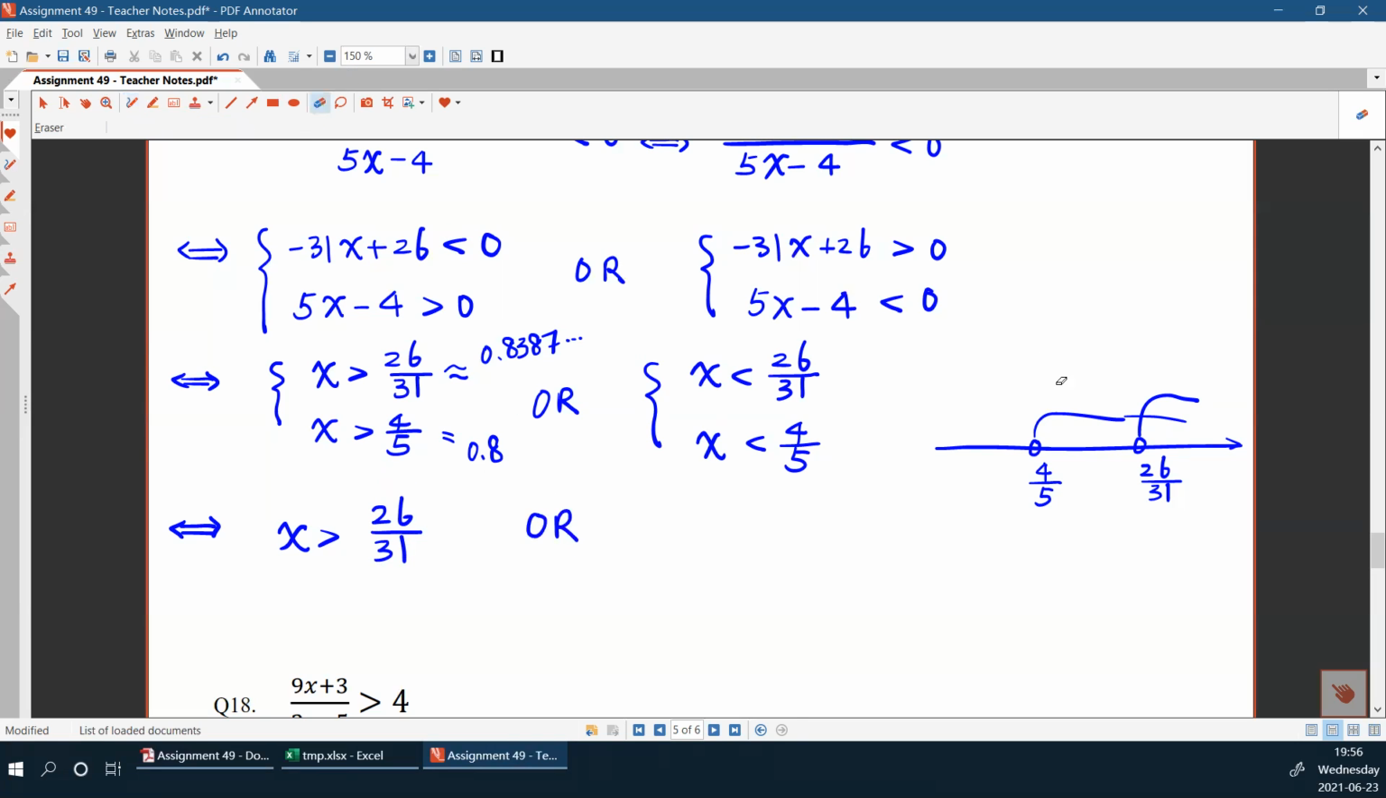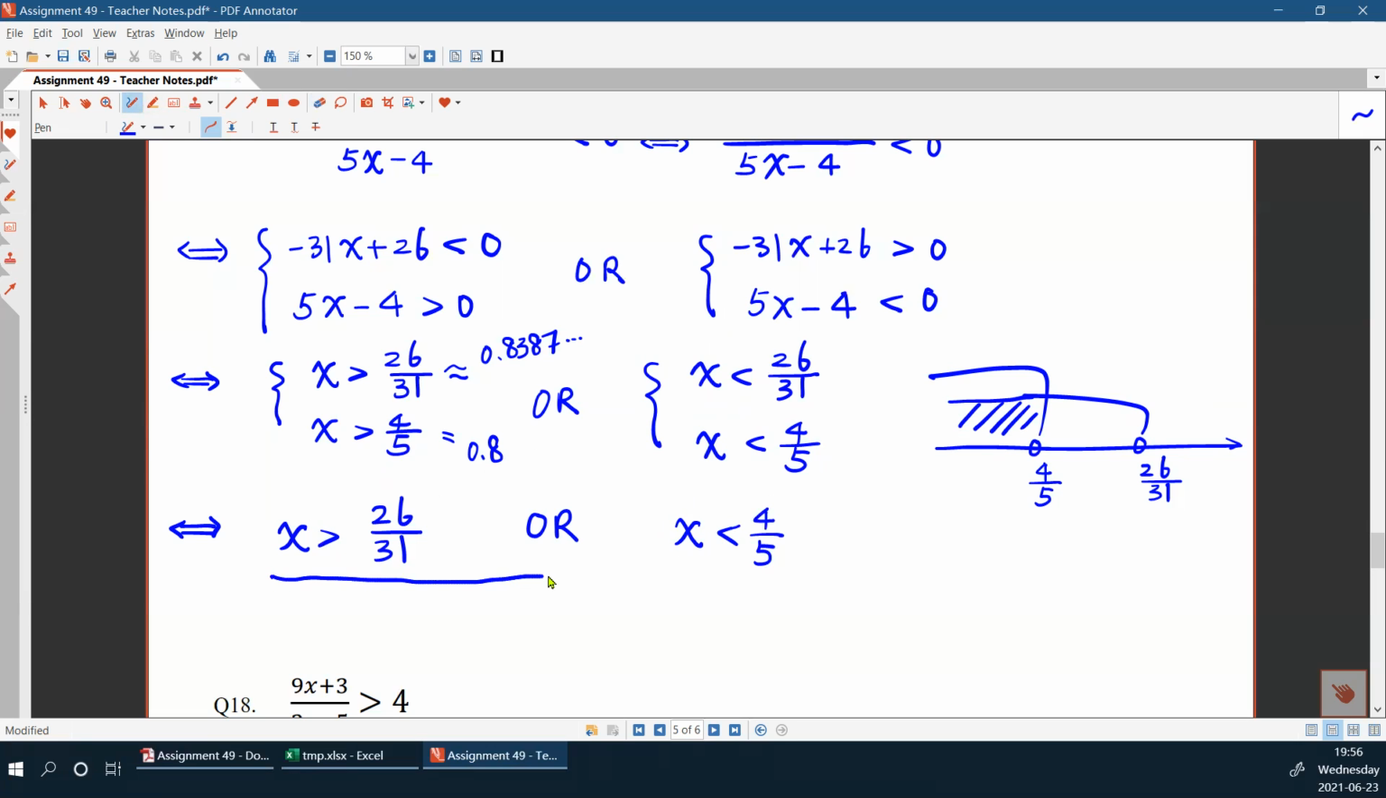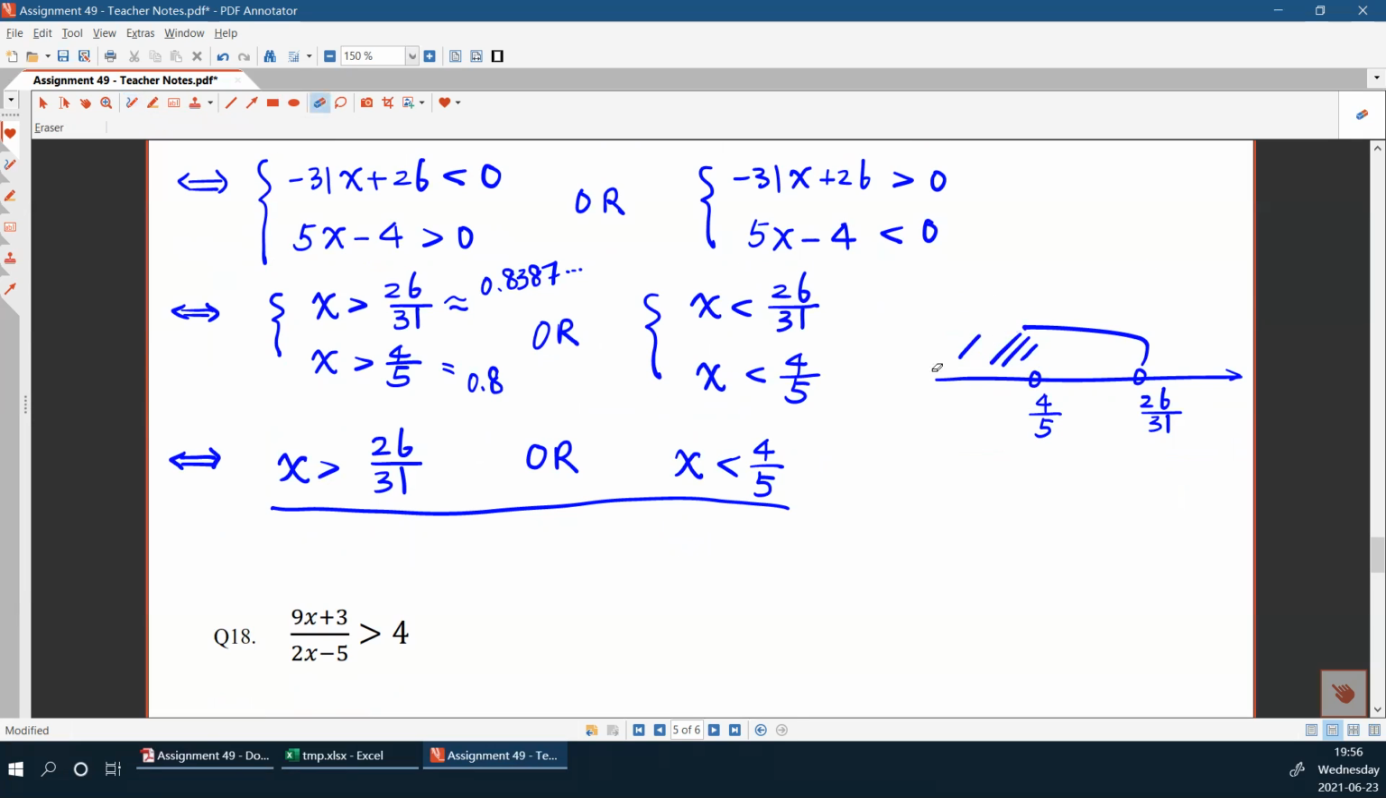The second system is x should be smaller than the larger number and smaller than the smaller number. Where is the overlapped area? It's here, right? So when you have a combined solution like this, the final solution is x should be smaller than the smaller number, right? So x should be smaller than 4 over 5. And remember that this is our final solution. Okay?